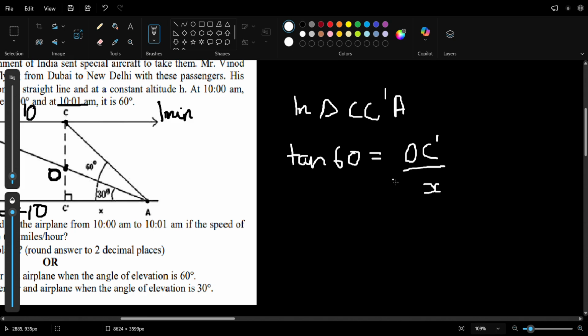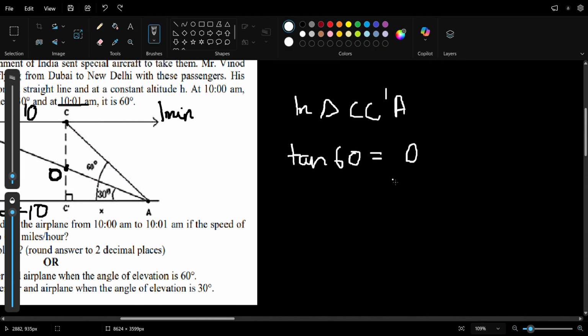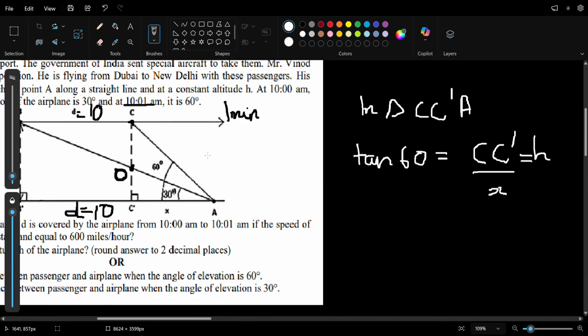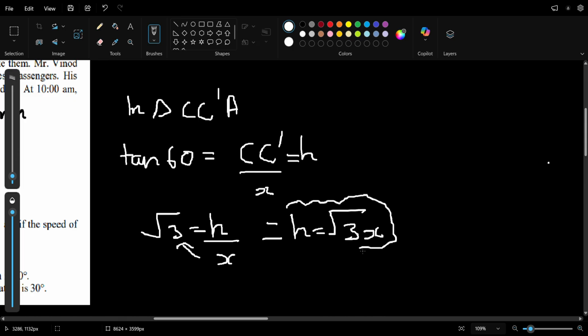That is equal to opposite, which is CC dash, by x. Now we know CC dash is equal to h because they both share the same altitude. So root 3 is equal to h upon x. Then we say h is equal to root 3 x. Let's name this as the first equation.